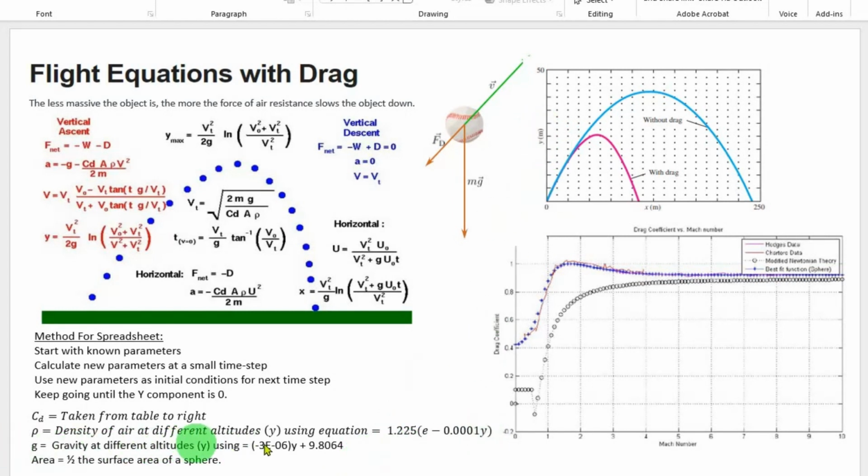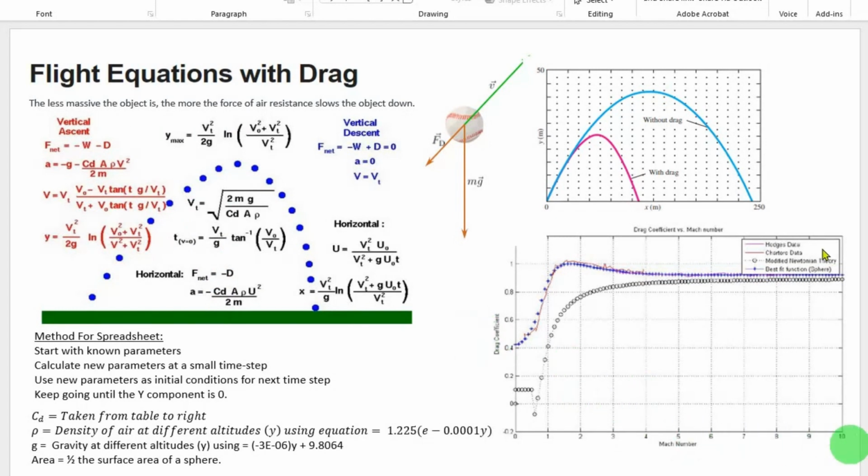Then there's also gravity at different altitudes. So I came up with this equation here. It gets a little bit less as you go up in y. And then obviously half the surface area of a sphere in this case is what would see the drag. But the main thing that's different is the drag coefficient, CD, that's used all over the place here. You can see it in the accelerations and various things.